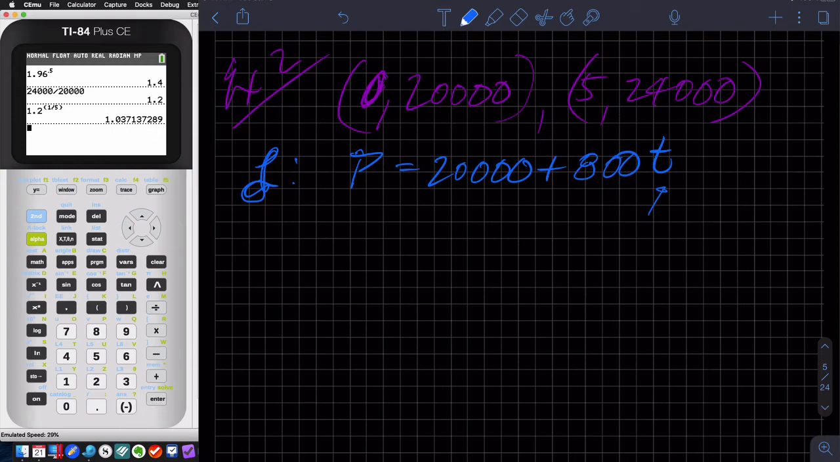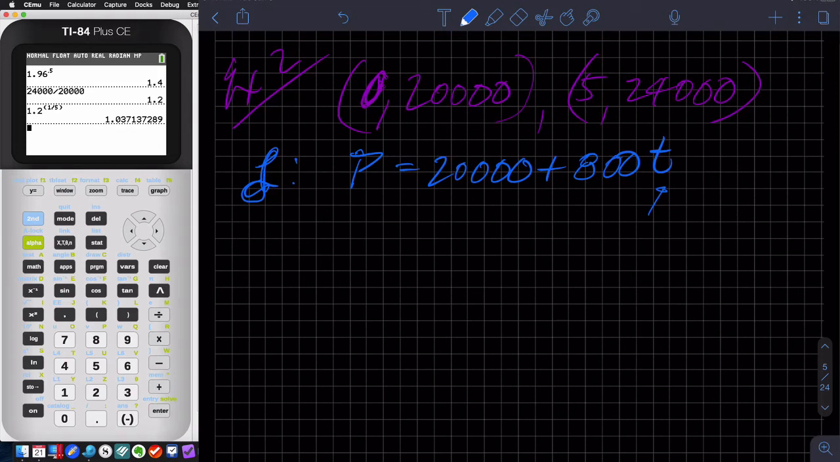I wish I could remove this. I can't, as far as I know. Let's see if I can figure this out. Hide status bar? Nope.